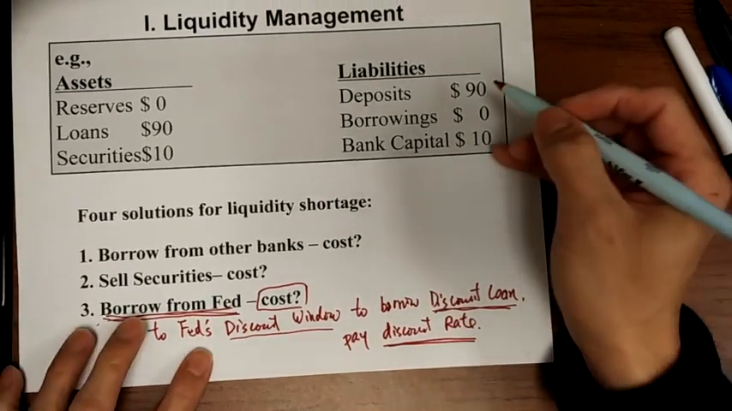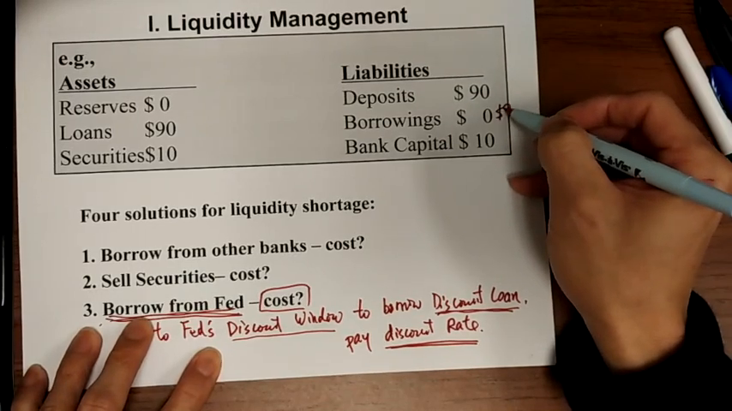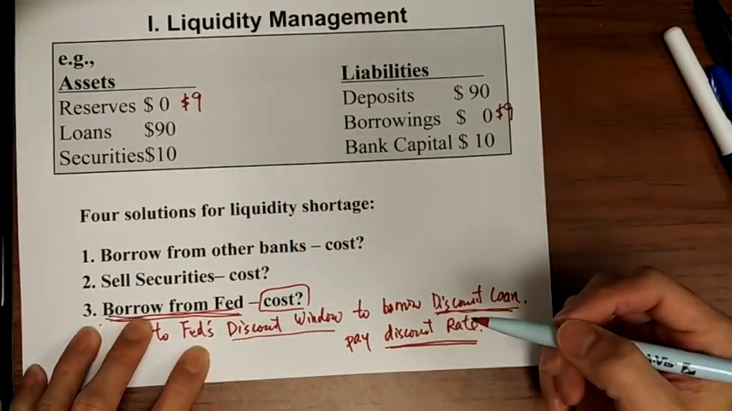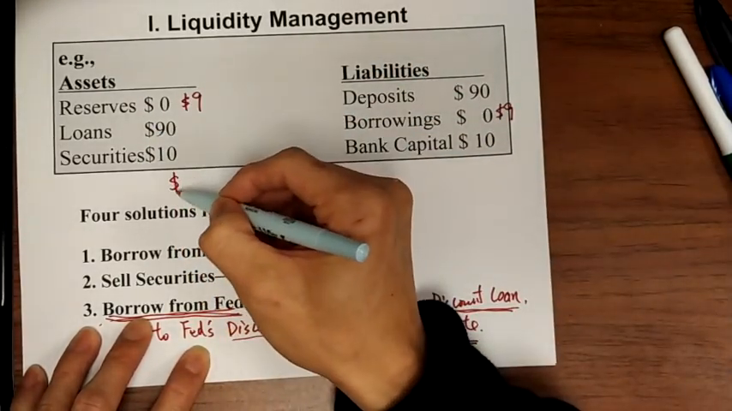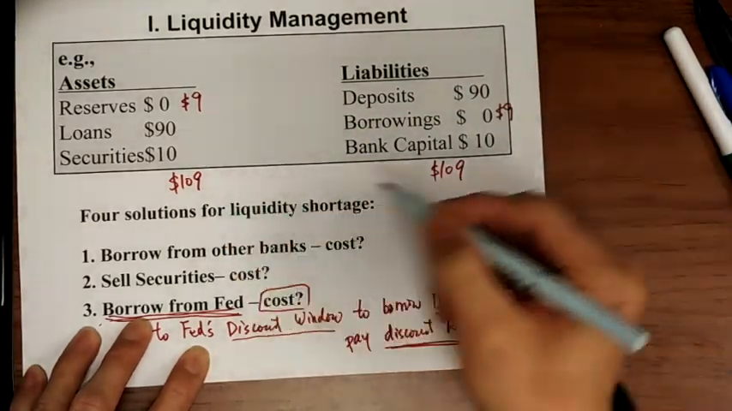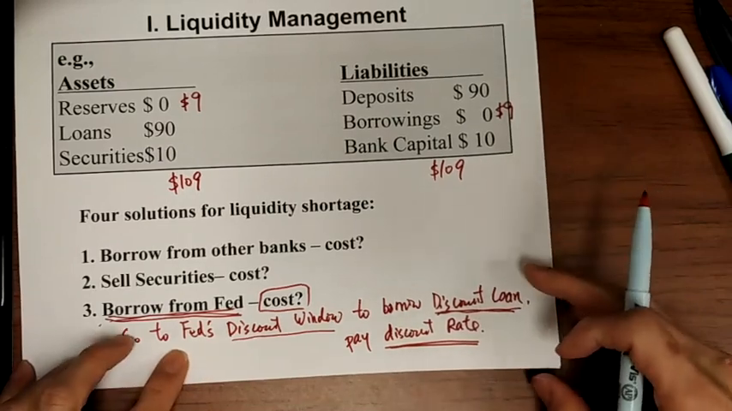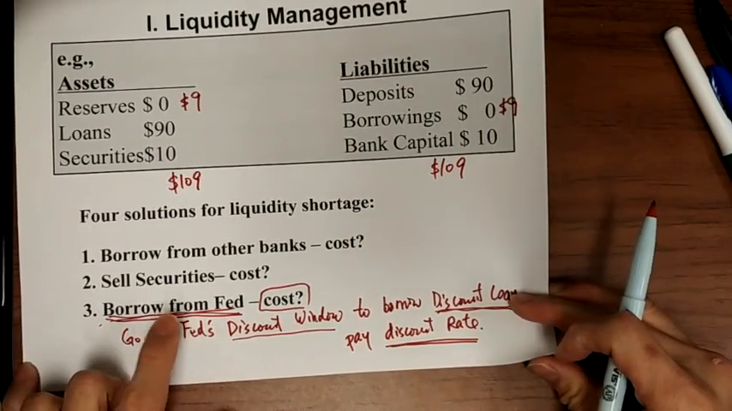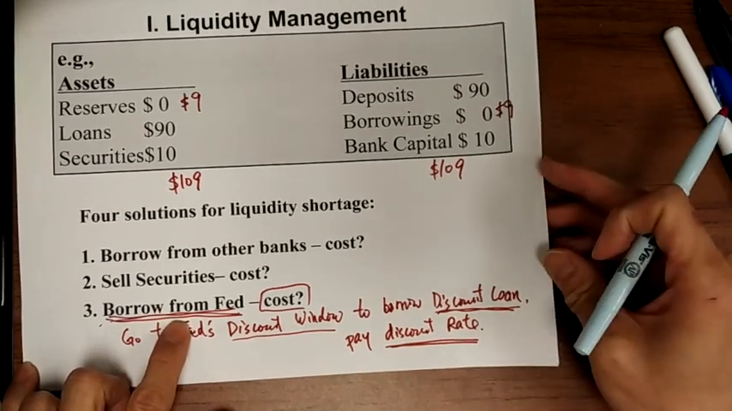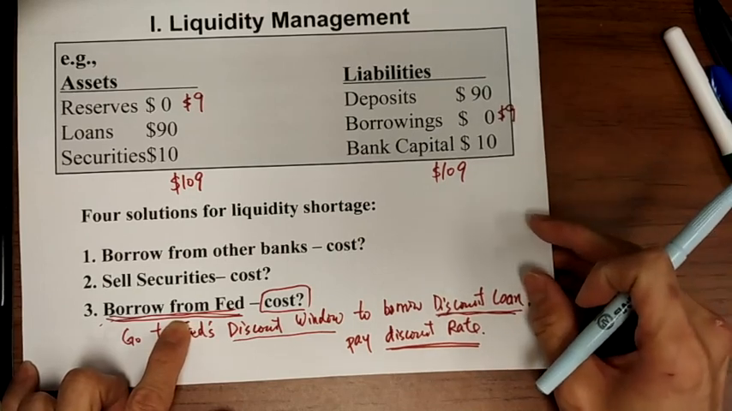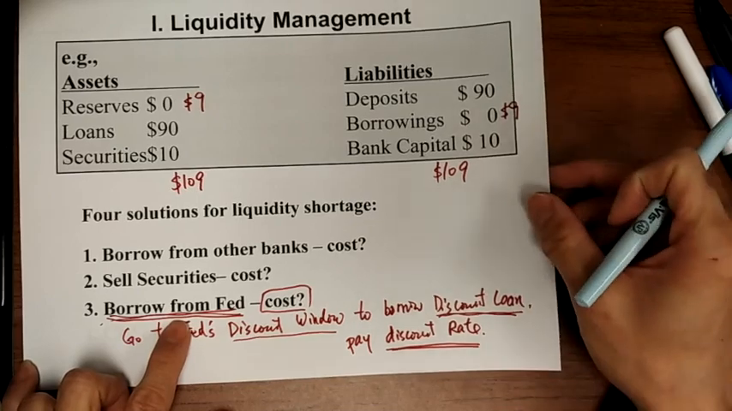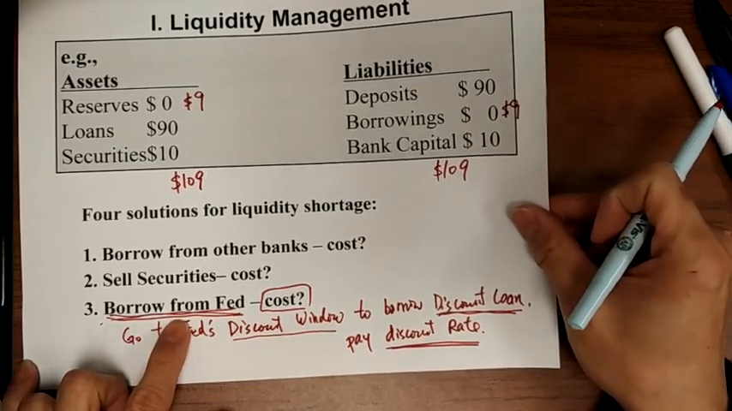In this case, they go to the discount window to borrow $9, and their reserve increases by $9. On the asset side, you have 109. On the liability side, 109. Balance sheet is balanced. But this is the least case that the commercial banks are willing to use to increase their reserve. They don't want to go to the Fed to borrow discount loan.